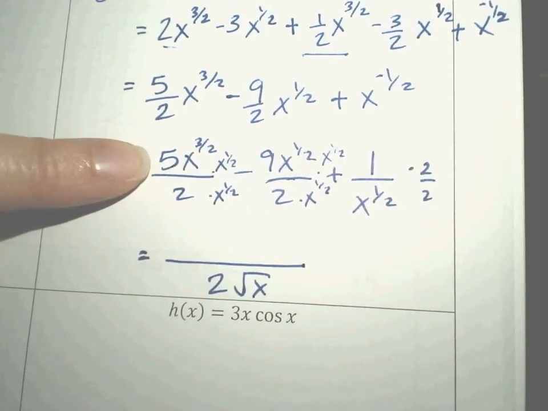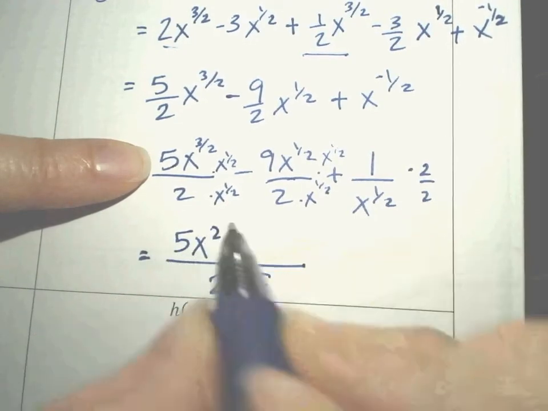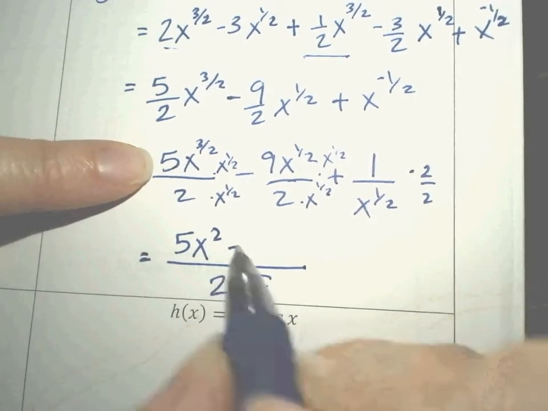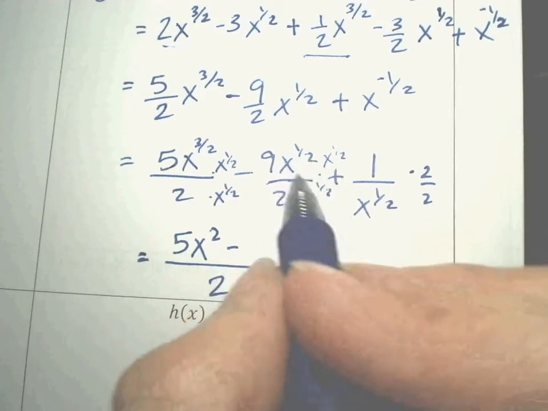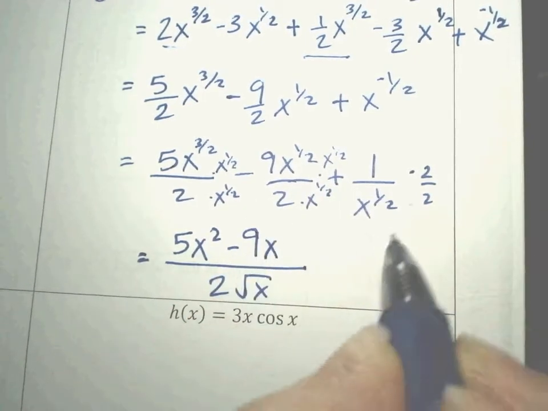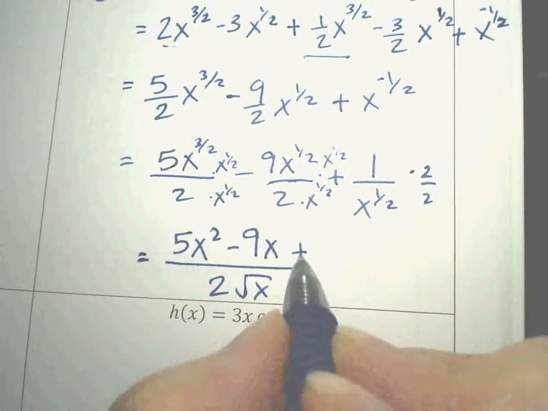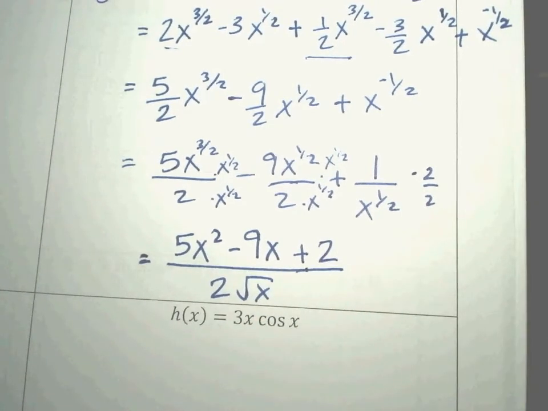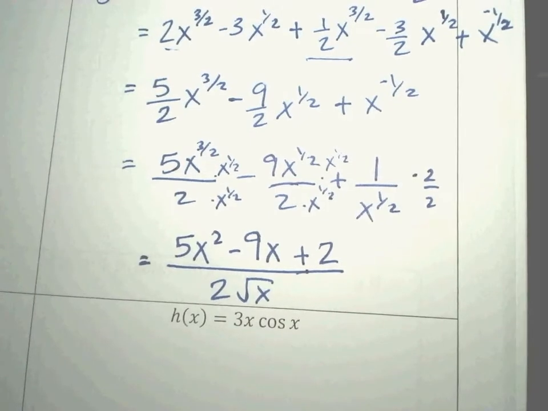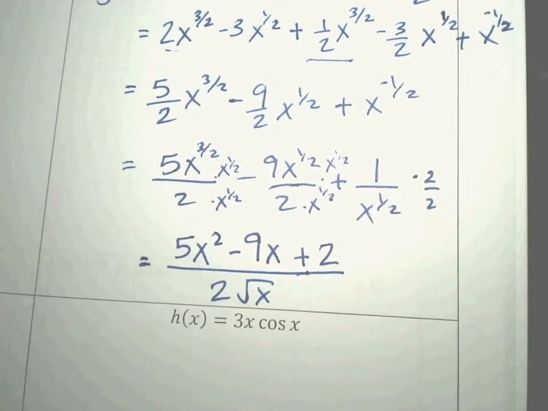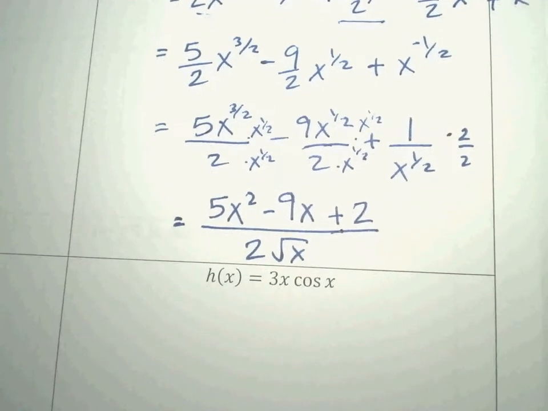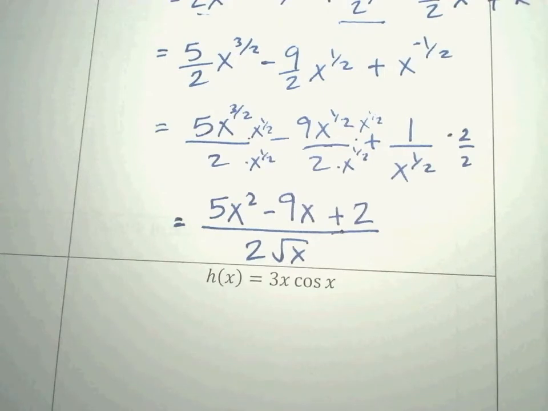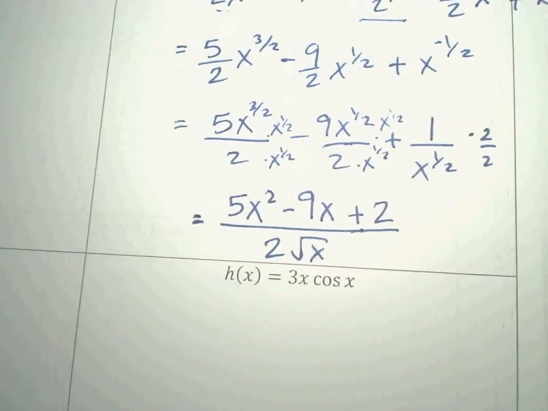You're going to add exponents. What is 3/2 plus 1/2? Which is 2. So 5x squared. And x to the 1/2 times x to the 1/2 changes just to an x, so this is minus 9x. And then 1 times 2 is plus 2. Sweet. And we can simplify that. You could rationalize it, but we don't want to. That looks fine. X cannot equal 0, or a negative number.